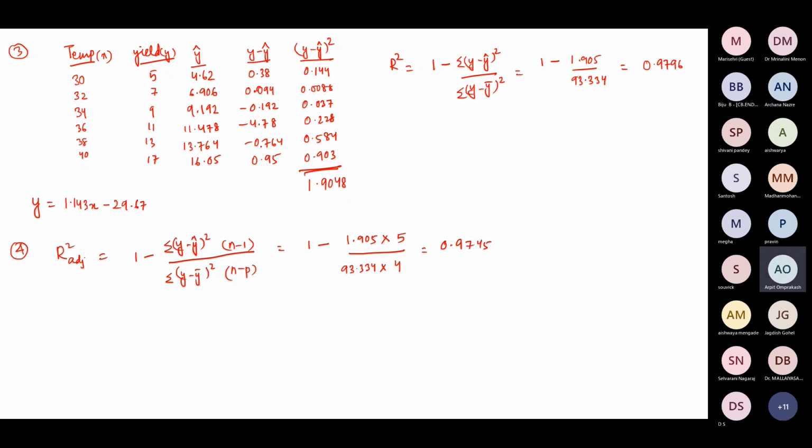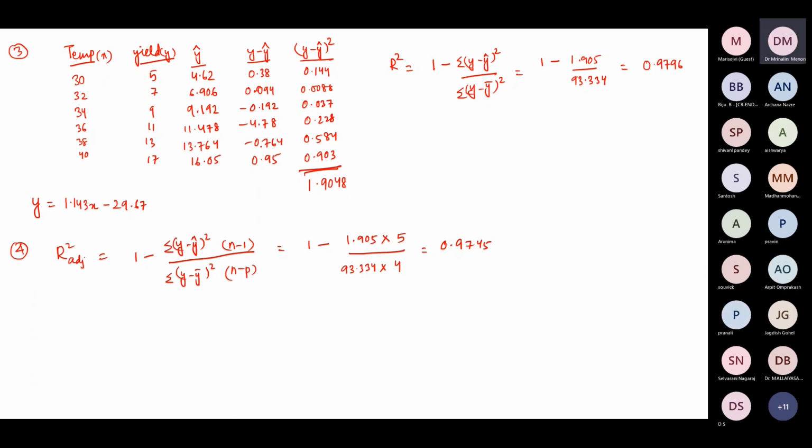Is that clear? Yes, sir. Sir, why is it 1 minus... n minus... squared into n minus 1 by n minus p? Sorry, I can't hear you. Can you speak a bit louder?